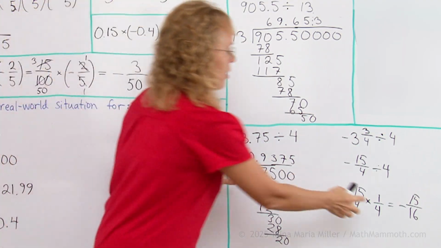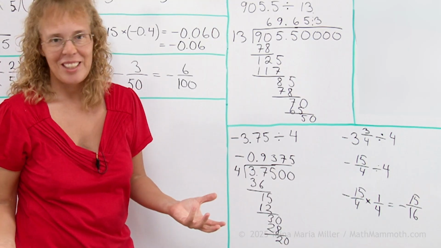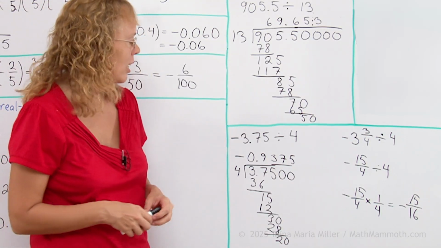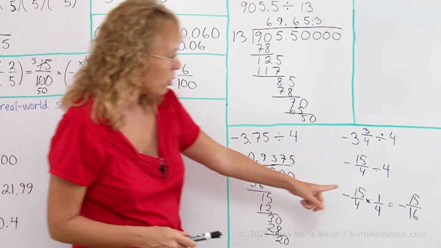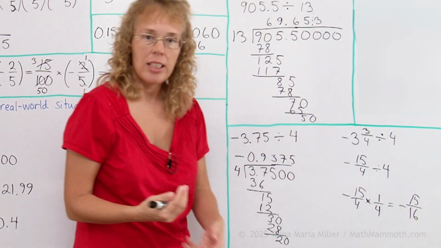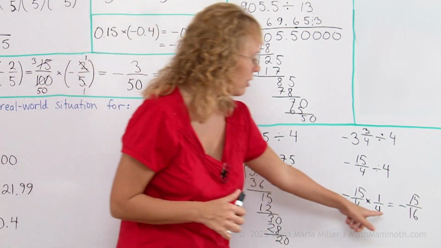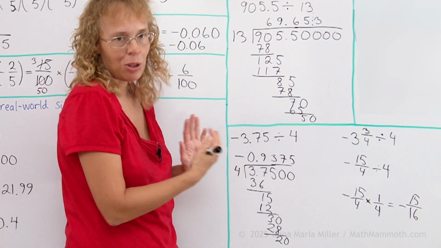And notice, the answers look totally different, right? But they must be equal if I did my calculations right. And indeed, if you change this negative 15 over 16 into a decimal, you will get exactly this. You can check it with a calculator, okay? So they are equal even though they look different.